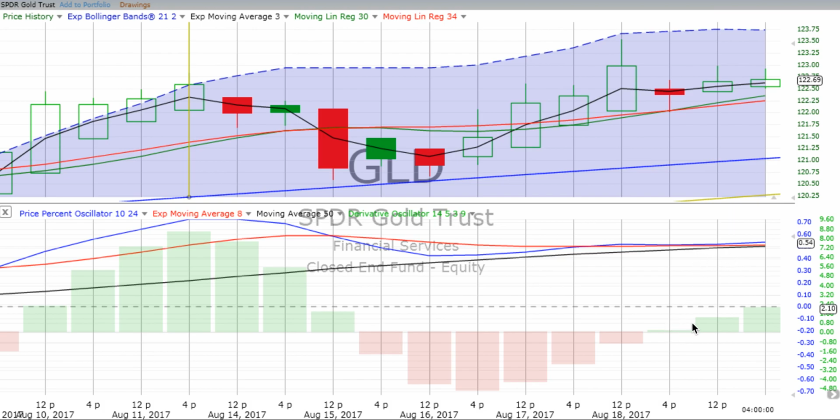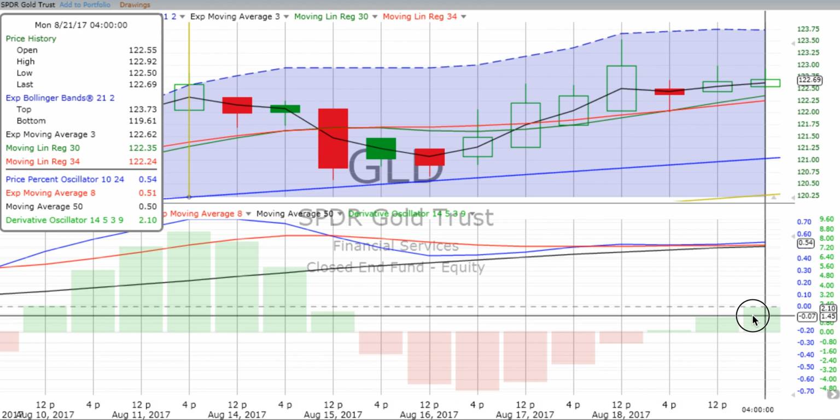One thing that does help is you can see the up movement, at least in the derivative oscillator's oscillations. And we do see that the blue PPO line has pulled away from the red signal line, particularly in the afternoon on the first day of the week, Monday the 21st.